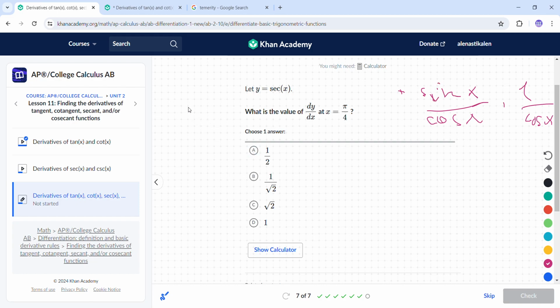So pi over 4, we already know what that's going to be equal to, right? For the sine and cosine, it says 45 degrees. That's just this. So they're going to cancel out. We know that from previous problems. Just 1. And then 1 over the square root of 2.